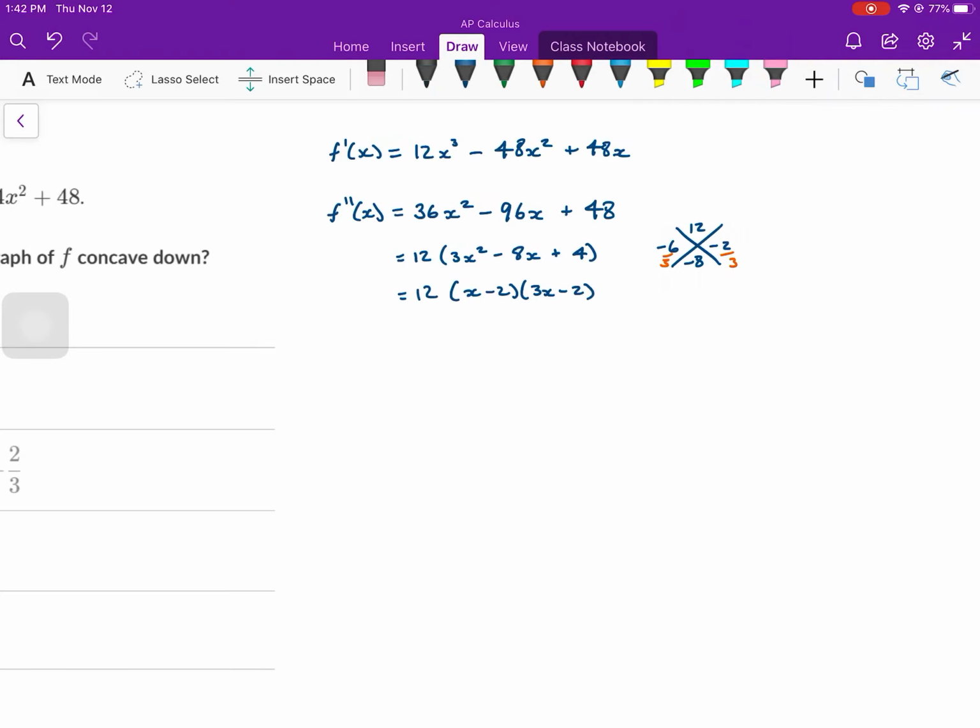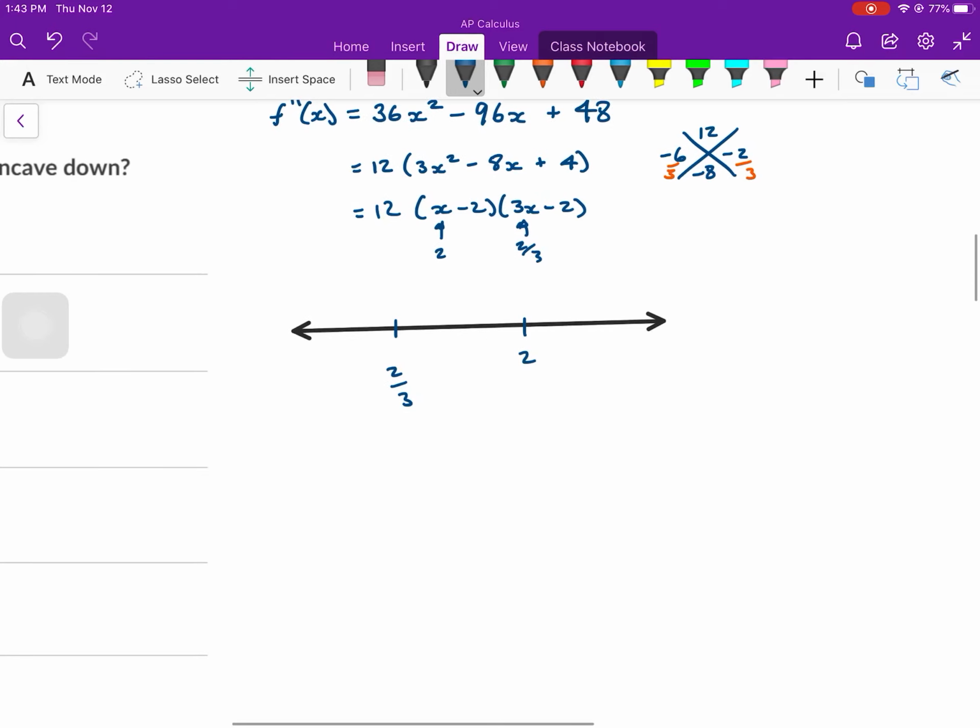And so now I'm going to draw a number line. Label our zeros, which will be 2 and 2/3. So 2/3 is the lesser one. 2 is the greater one. And if I plug in, so just doing our test real quick, just like the first derivative test, we're just going to call this the second derivative test. So I'm testing the second derivative right now.